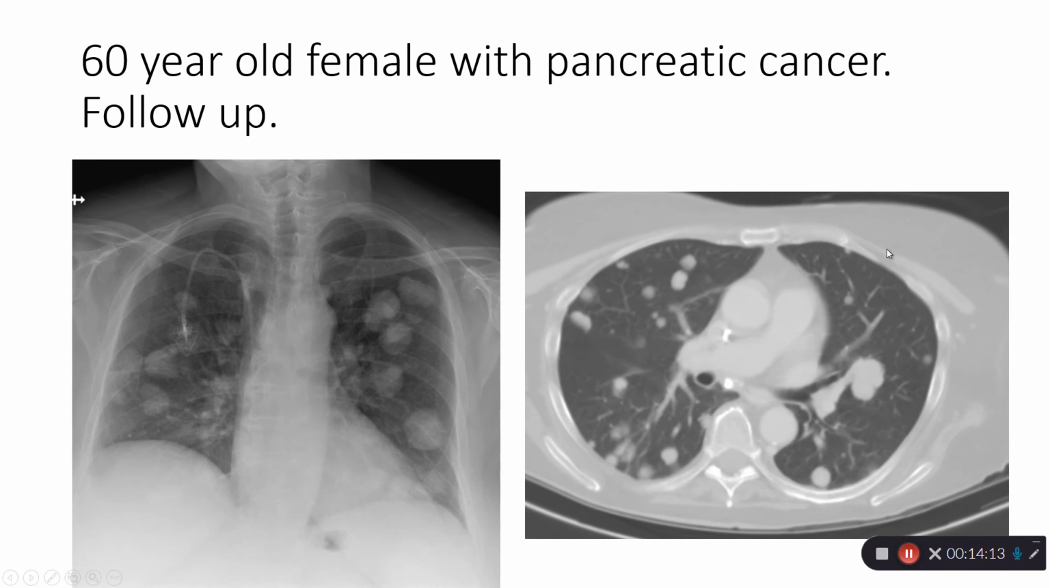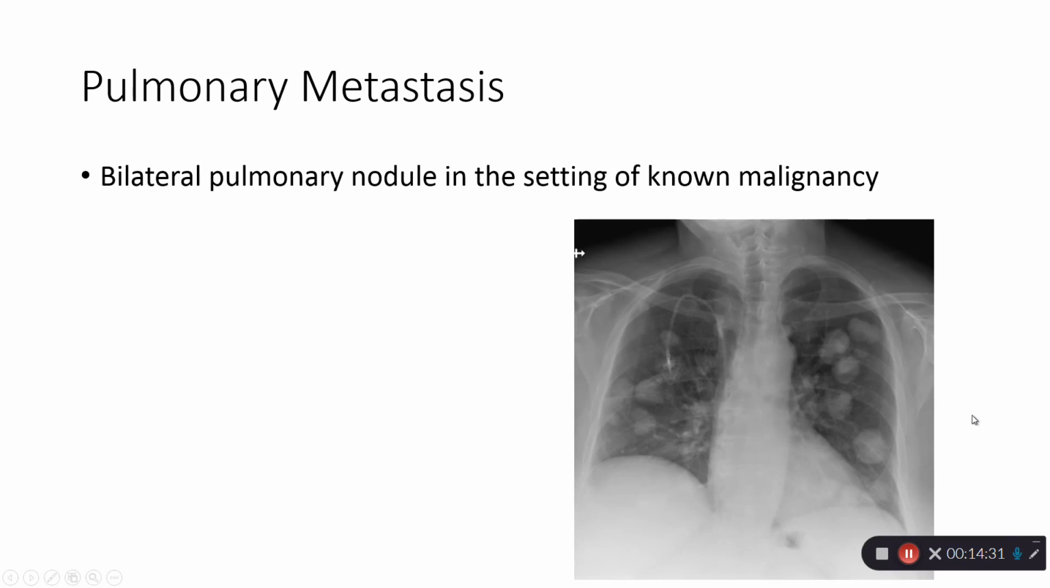Here's a 60-year-old female with a history of pancreatic cancer. For follow-up, chest port, bilateral large pulmonary nodules. We can see the nodules nicely on this CT of the chest, taken at the level of the pulmonary artery. This is an example of pulmonary metastasis.